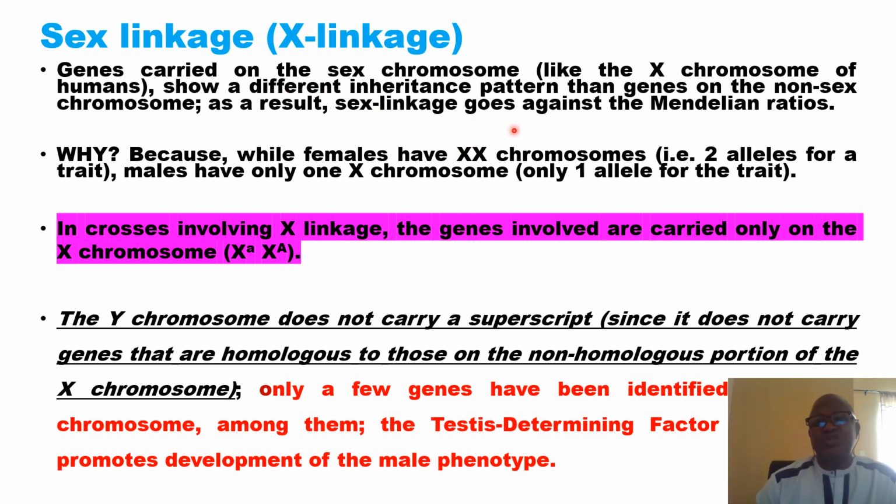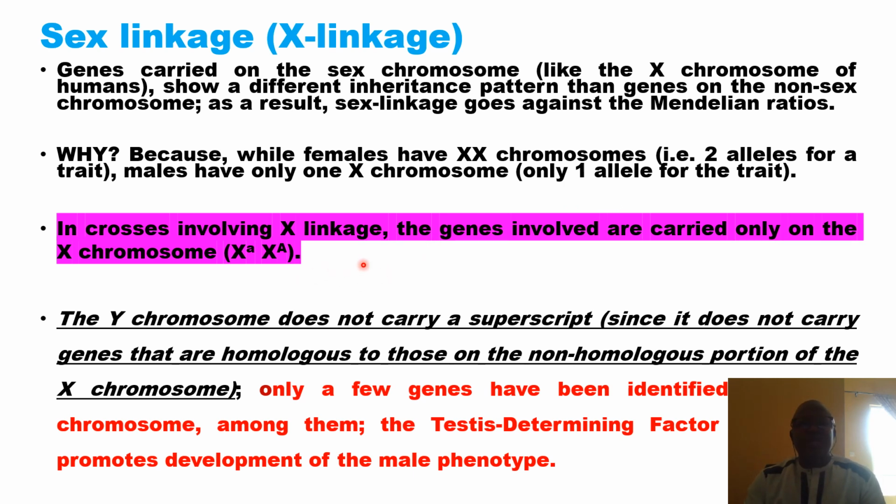Genes carried on the sex chromosome, like the X chromosome of humans, show a different inheritance pattern than genes on the non-sex chromosome. As a result, sex linkage goes against Mendelian ratio. So why? We want to know the reason why. This is because while the females have the XX chromosome, that is, they have 2 alleles for a trait, the males have only 1 X chromosome, therefore only 1 allele for the trait.